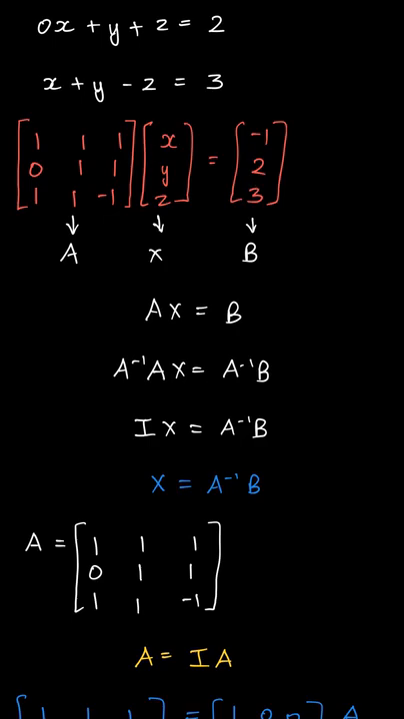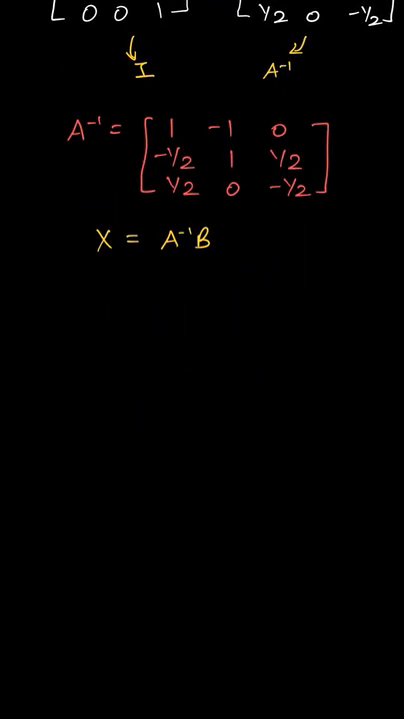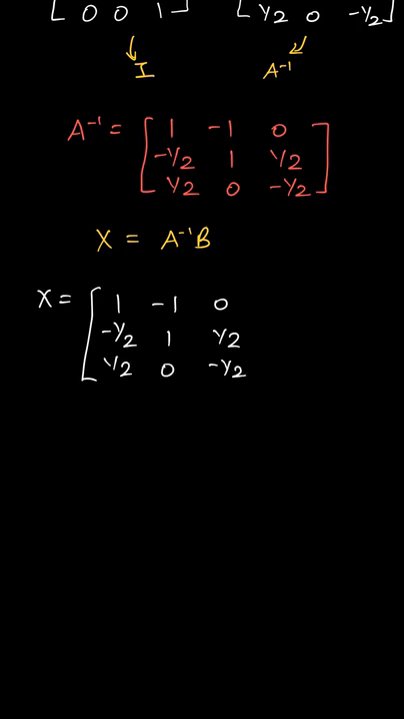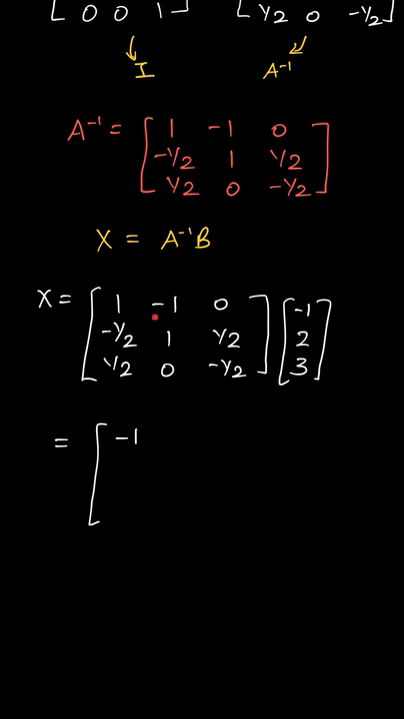Therefore we will substitute the respective values. So X will be equal to 1, minus 1, 0, minus 1 by 2, 1, 1 by 2, 1 by 2, 0, minus 1 by 2, multiplied by the matrix B, which is minus 1, 2, 3. Now for the matrix multiplication, each row is to be multiplied by this column. So that becomes 1 multiplied by minus 1 is minus 1, minus 1 multiplied by 2 is minus 2, and 0 multiplied by 3 is 0.